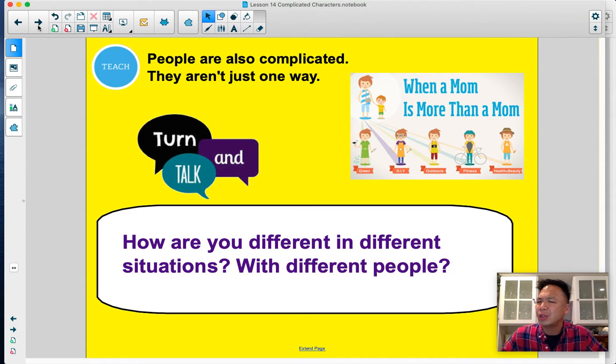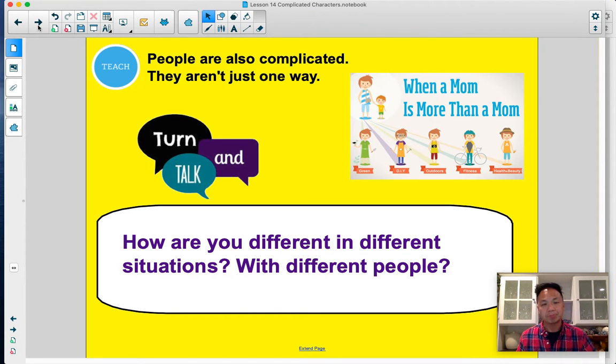Think about it. How are you different in different situations with different people? Think about the way that you act with your parents, and then the way you act with your friends or with your teachers. Think about the way that you act in school versus the way you act out on the playground, or let's say playing Fortnite against a bunch of people online. The way you talk to them versus the way you talk to, well, let's say your parents. These things are probably different because you obviously have different relationships with those people.